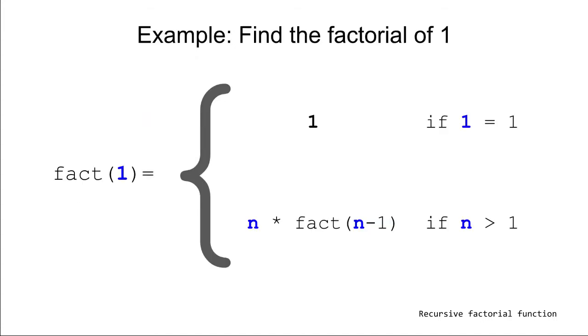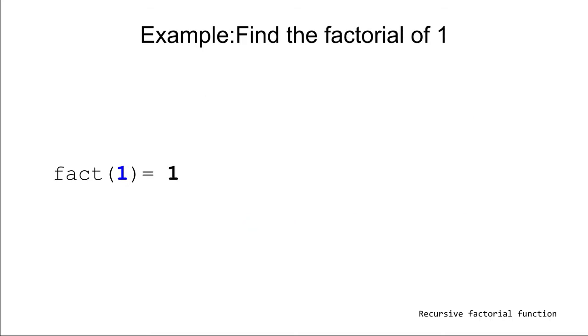Now let's look at example input. If I give the function an input number of 1, the stop condition is triggered, and the associated output for the condition is produced by the function. In this case, the output for the stop condition is a value of 1. So as expected, the factorial of 1 is simply 1.